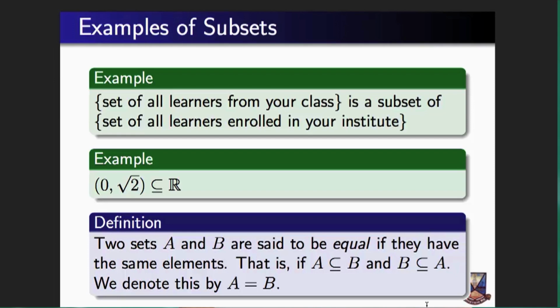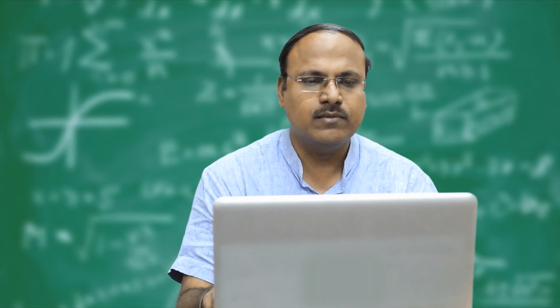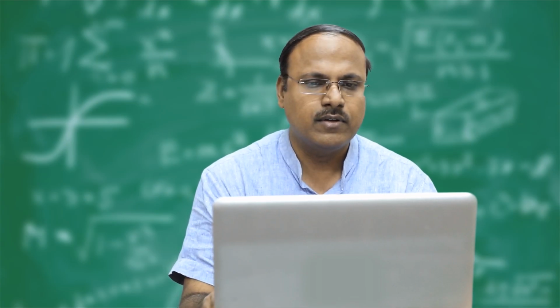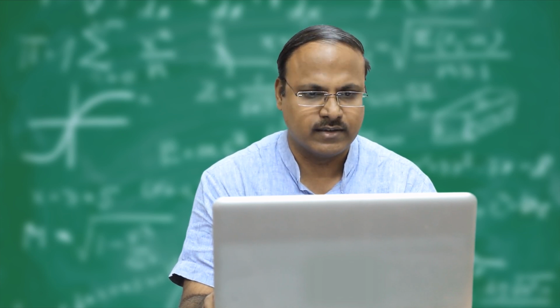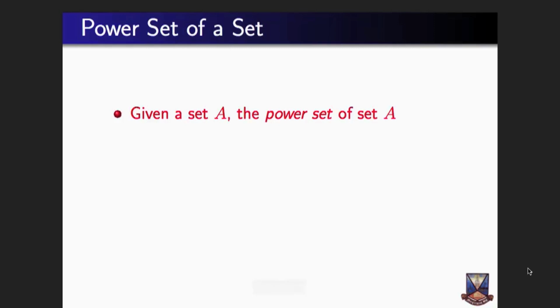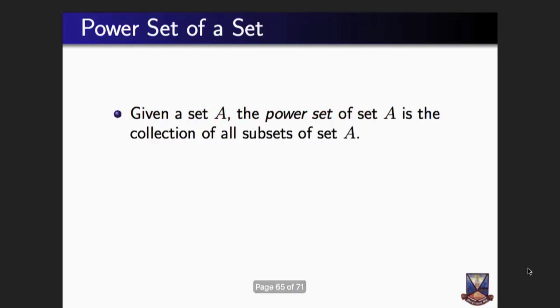Now let us come to the important component of set theory concepts, which is called the power set of a set. Given a set A, the power set of set A is the collection of all subsets of A. That means if we list down all subsets of a set A, then the collection of all those subsets together will be called the power set of A. It is denoted by P(A).